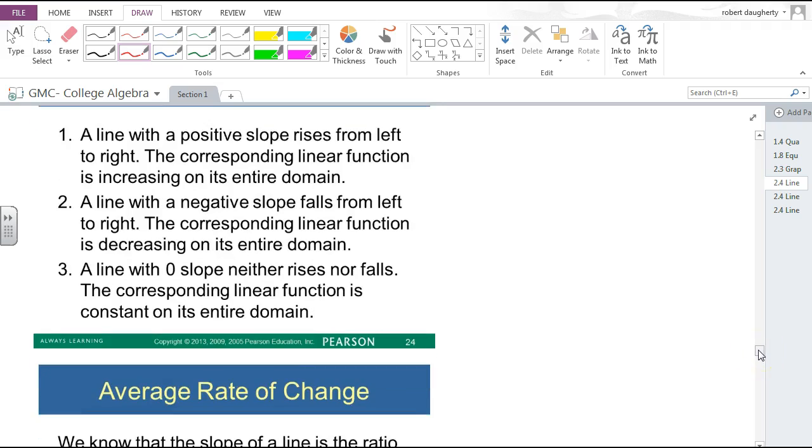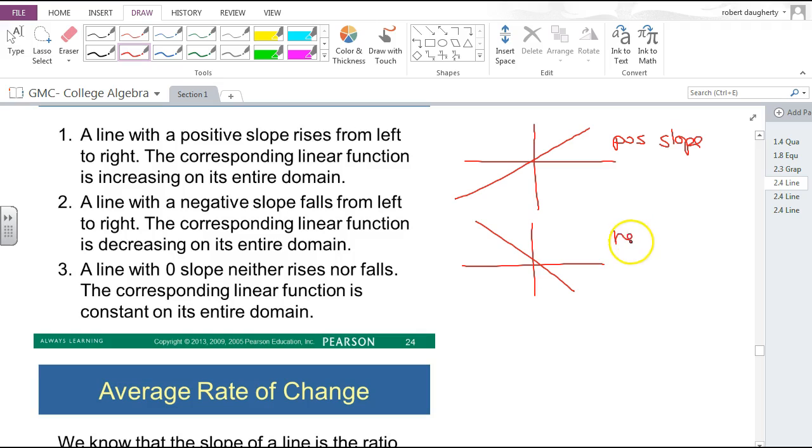What you would know about slope is this is what it means to have a positive slope. This is what it means to have a negative slope. This is what it means for the slope to equal 0.